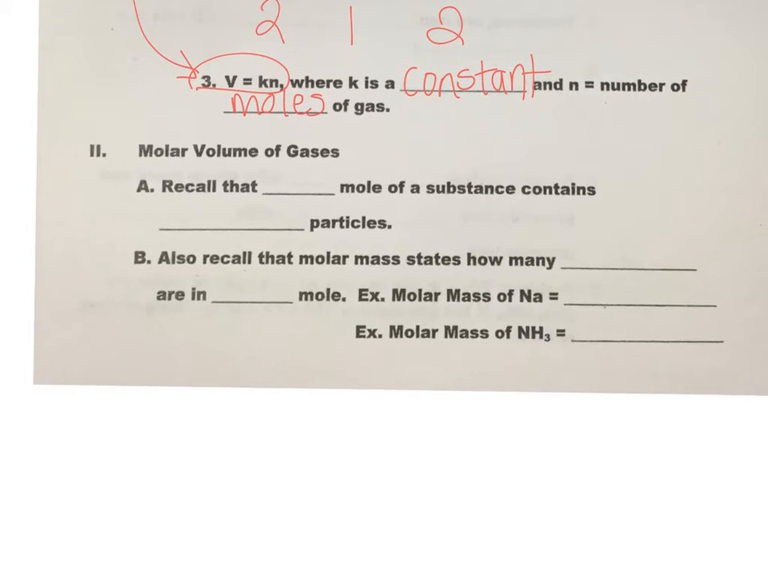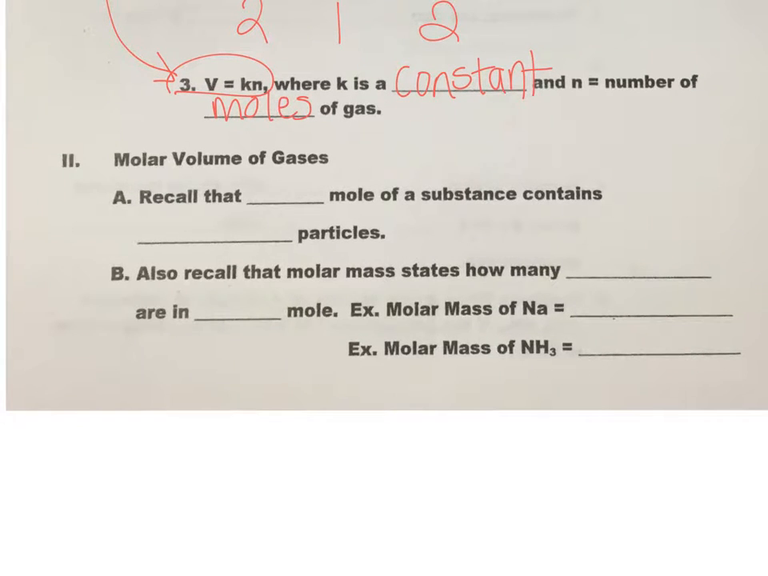So starting with this, recall that 1 mole of a substance contains, how many particles did you guys just tell me? Good. You guys should have that one memorized by now, okay? So if you were not shouting that out, you need to get it back into your brain. Okay, 6.02 times 10 to the 23rd. So don't forget that when you type that into your calculator, that's actually 6.02 E23, right? Okay, also recall that molar mass states how many blank are in 1 mole.